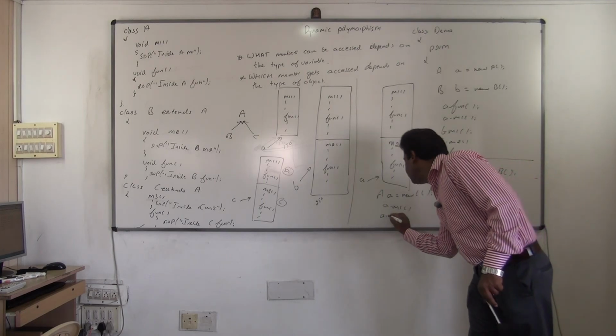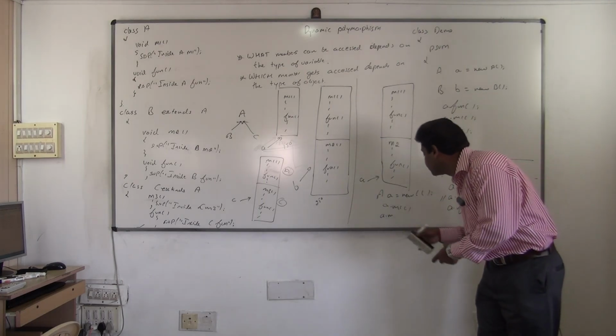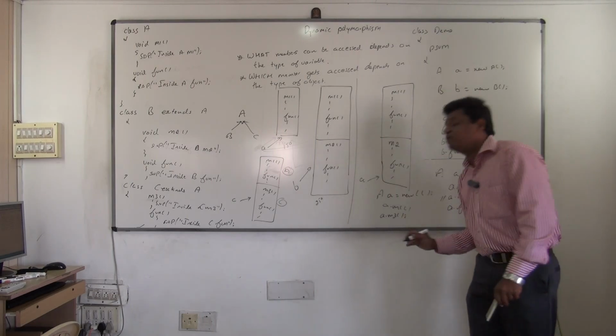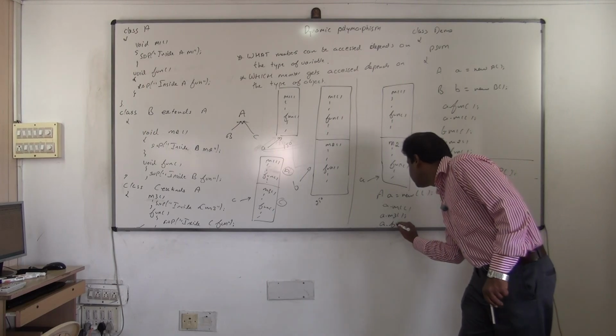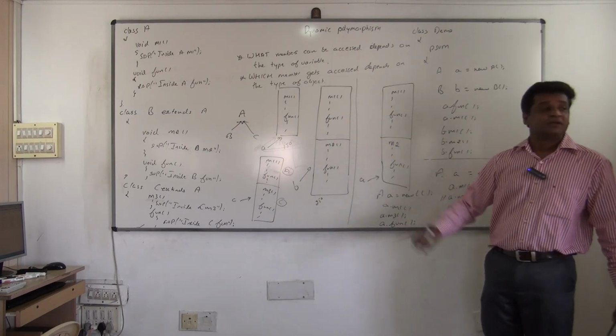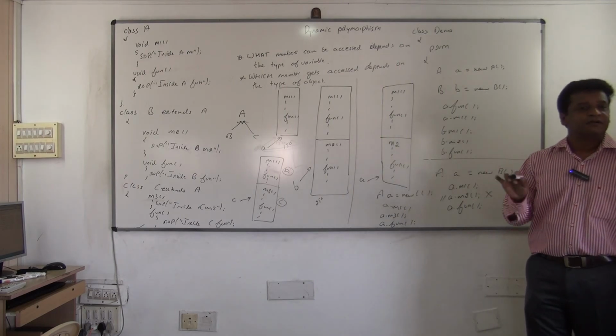Okay, A dot M2 error. Sorry, A dot M3. Means with superclass you can't access subclass member. But A dot fun, it will execute from subclass. See, M1 it is executing from superclass. Fun it is executing from subclass again.